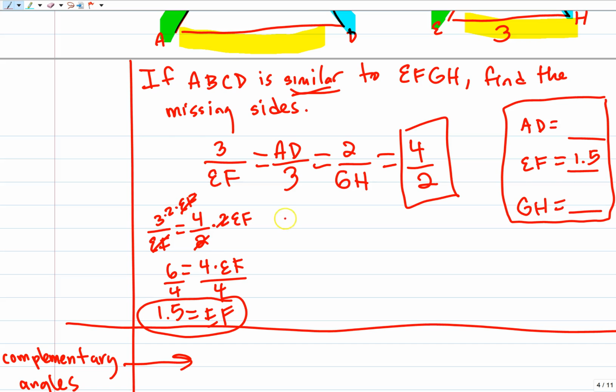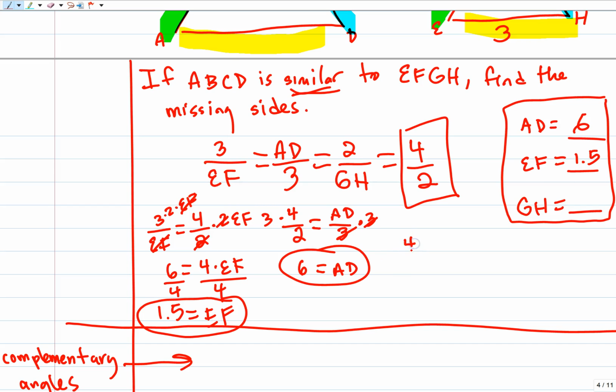I can take that same ratio, 4 over 2, and set it equal to AD over 3. This one, I'm not going to make too complicated. I'm just going to solve for AD. I'm just going to multiply both sides by the 3. So that AD is equal to 3 times 4, 12. 12 divided by 2, 6.